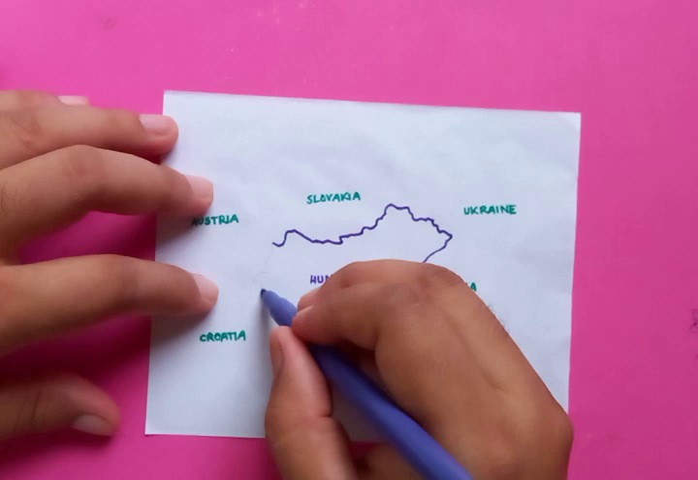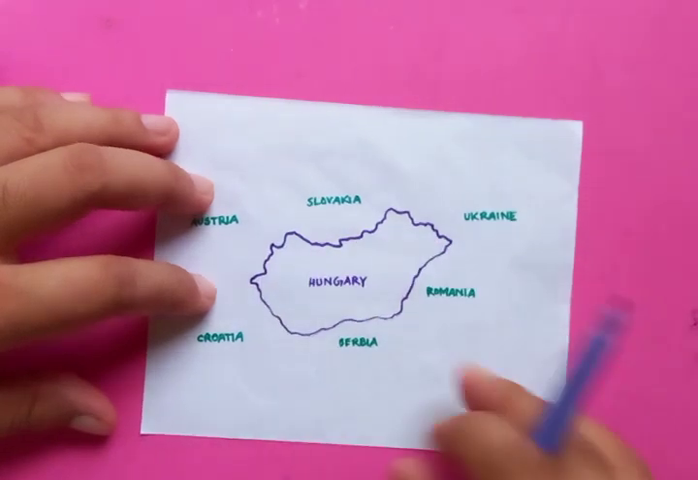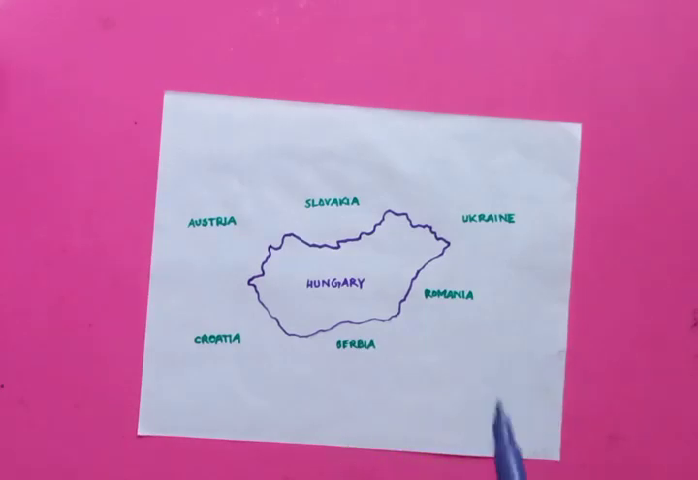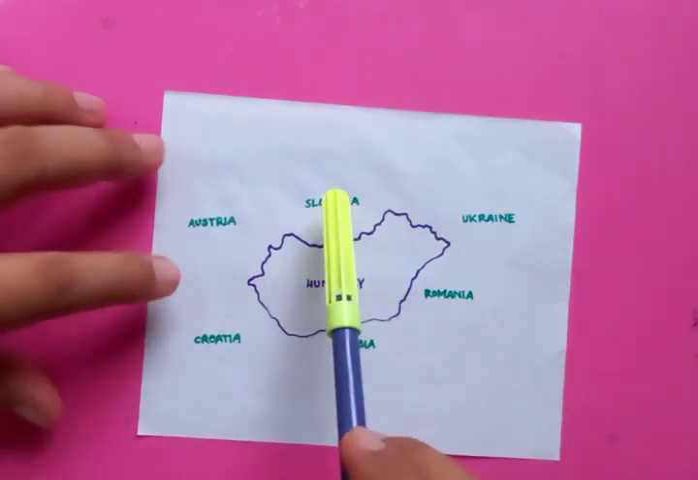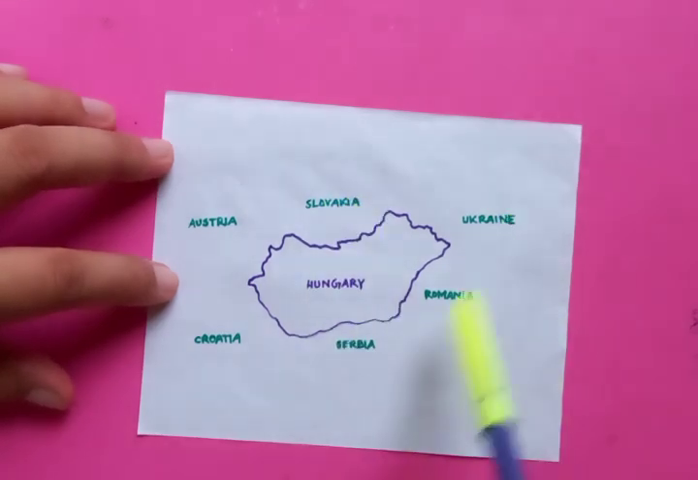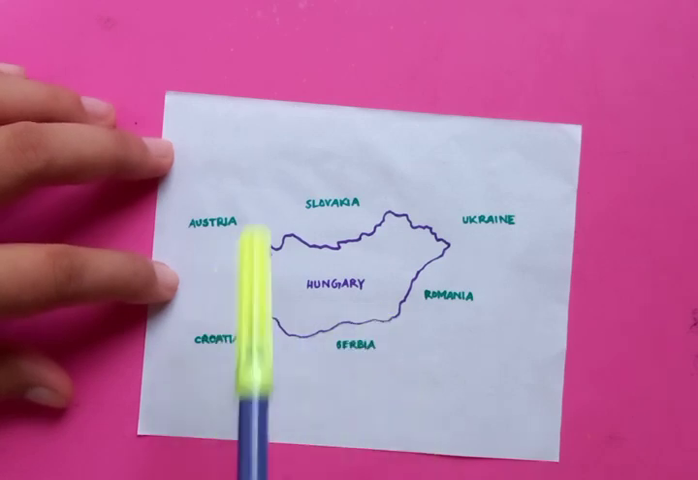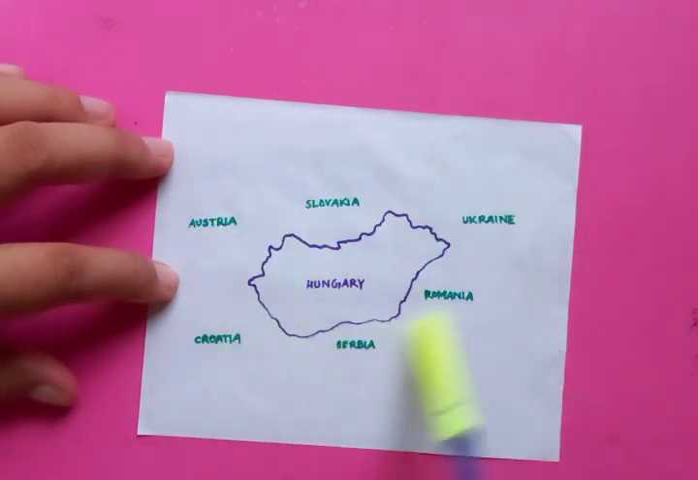So very fast we are going to draw the outlines. So there's the border of Hungary, and if you can see, it has Slovakia on top, bordering countries, neighborhood, Ukraine here, Romania, and Serbia in this position, Croatia and Austria here. So these are the neighboring countries all over it.